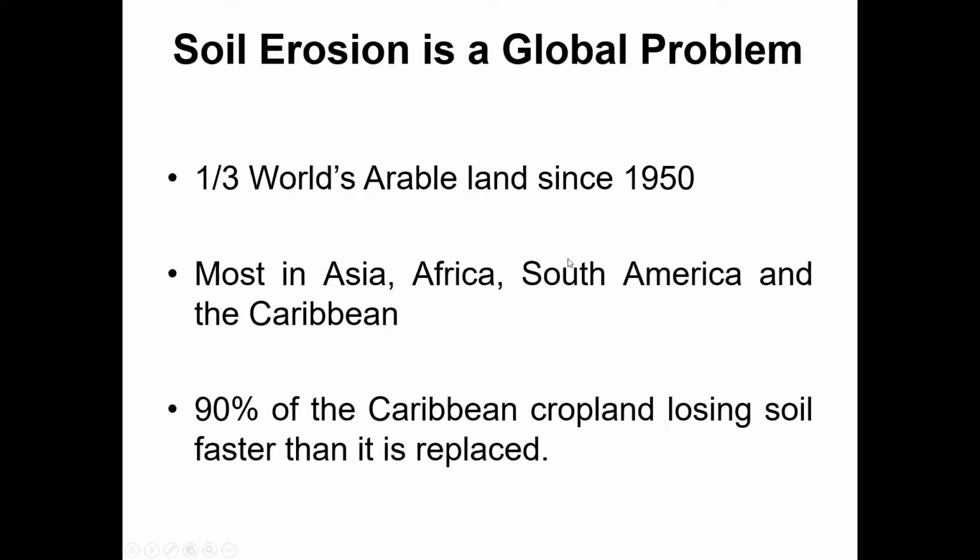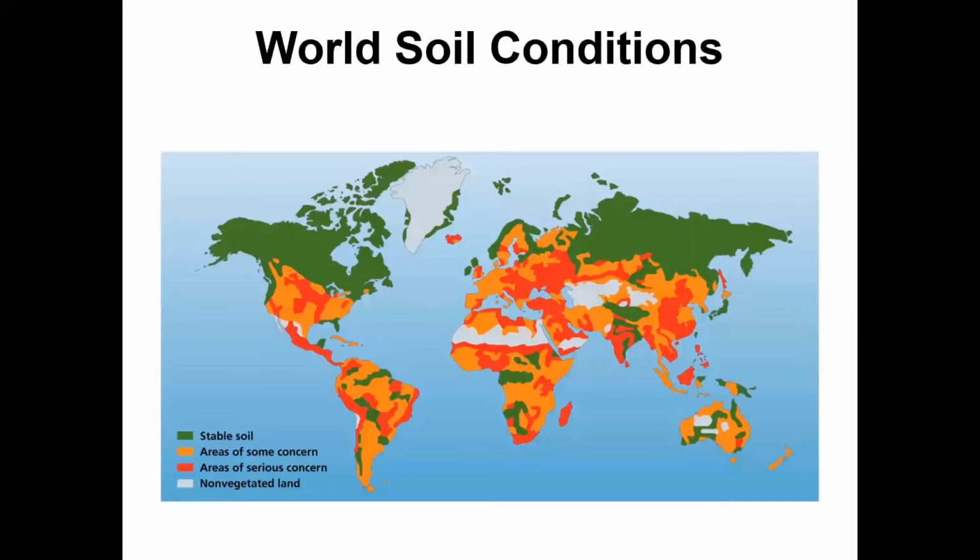Soil erosion, however, is a global problem. A third of the world's arable land since 1950 has been prone to soil erosion, most of this occurring in Asia, Africa, South America, and the Caribbean. Looking in the context of the Caribbean, 90% of the Caribbean cropland is already losing soil faster than it's being replaced.